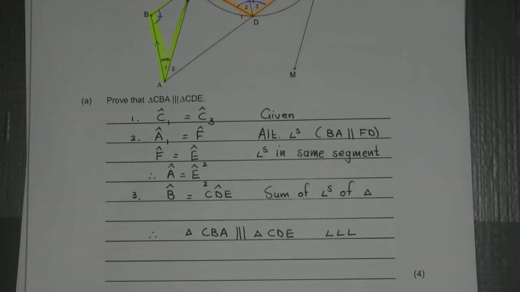C1 equal to C3, given. A1 equal to F, alternate angles. Do not forget to state the parallel lines. But F is equal to E2, angles in the same segment. So eventually A1 is equal to E2. And the last one, B is equal to CDE because of sum of angles of a triangle. So the two triangles are similar because of angle, angle, angle.